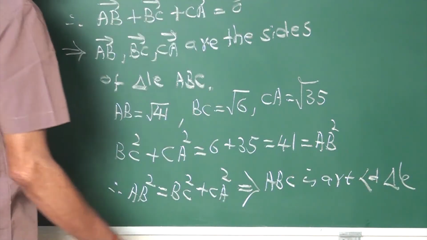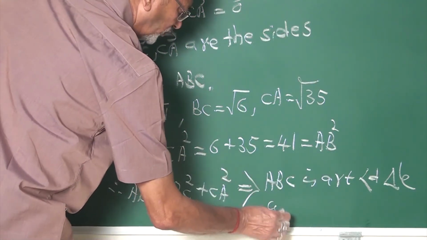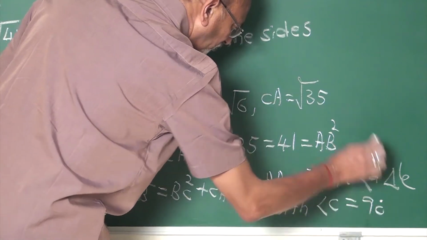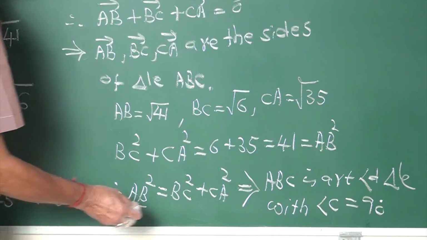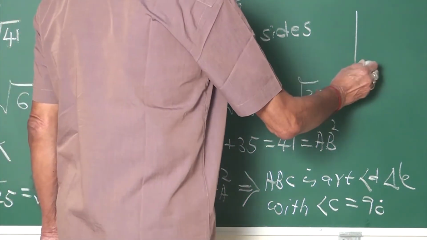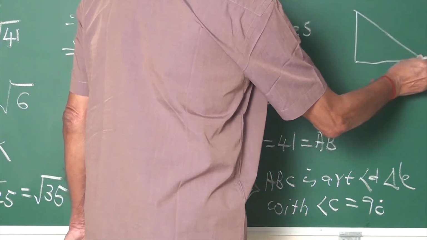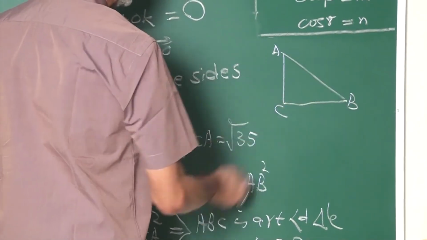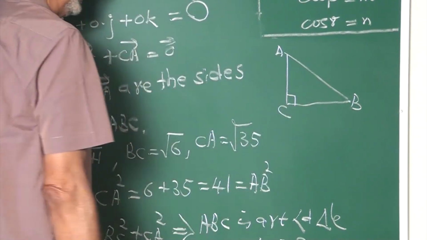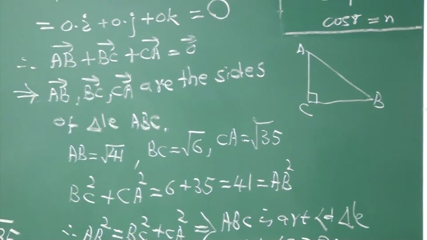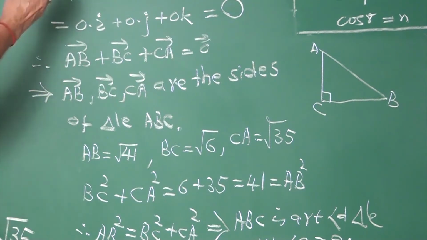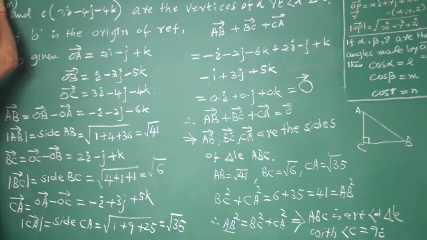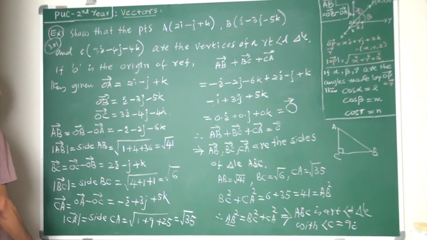And where is it right angled? Right angled triangle with, my friend, angle C is 90 degrees. If you want a figure, this is AB. AB square equals AC square plus BC square. It is right angled at C, which is 90 degrees, my friends. It is a good question under 3 marks.